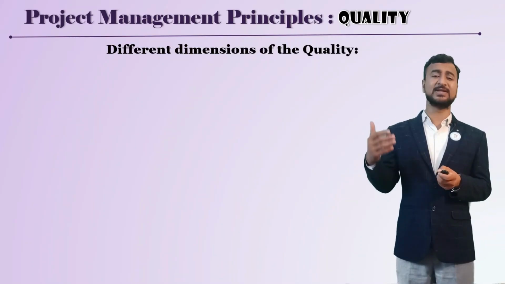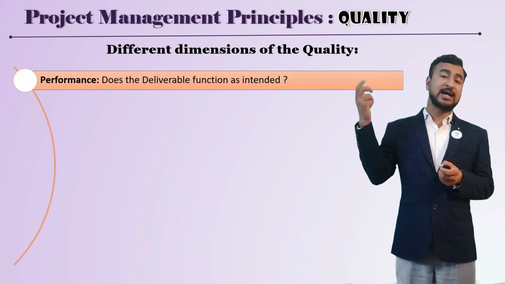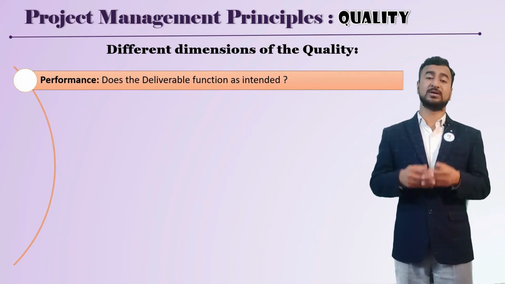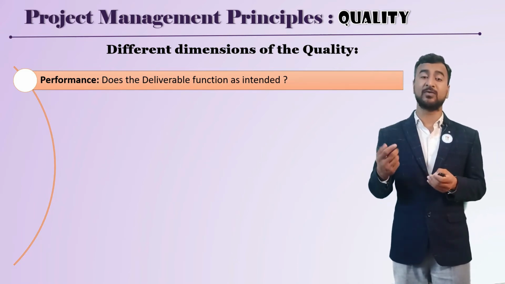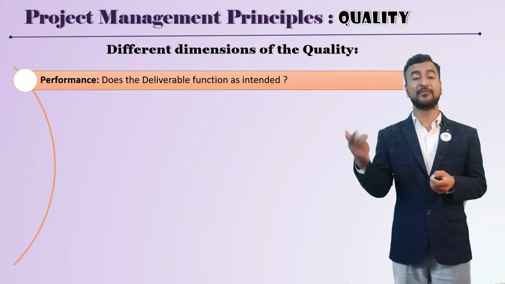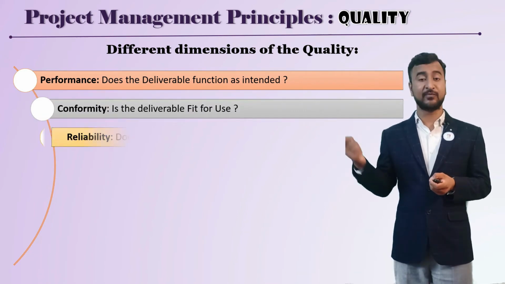Let's further discuss the different dimensions of quality. There are some keywords and terminology introduced in PMBOK version 7 that you have to be aware of to deal with quality. First, performance: do the deliverables function as intended? It is fit for purpose. Related to conformity, are the deliverables fit for use?